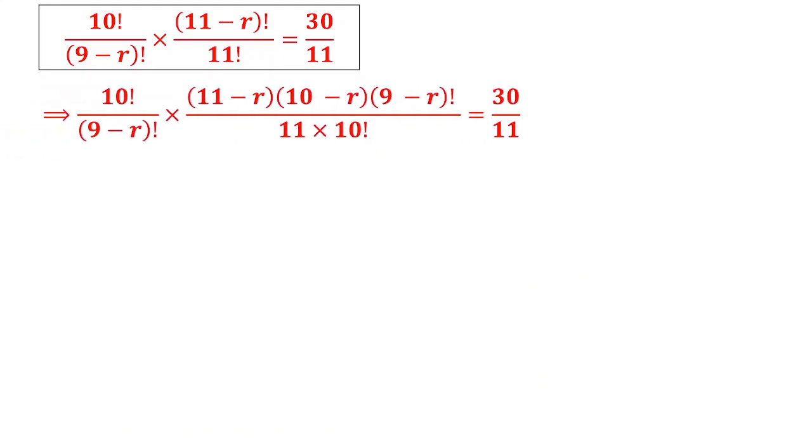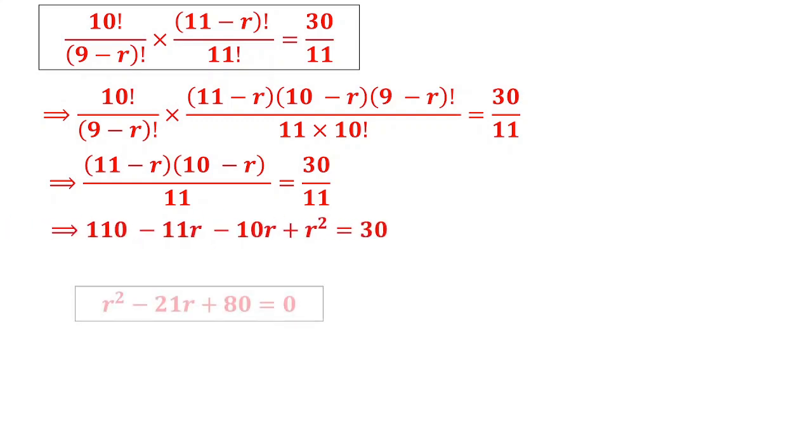It can be written as 11 times 10 factorial. 11 minus r factorial is 11 minus r into 10 minus r into 9 minus r factorial. The 9 minus r factorial gets cancelled, and 10 factorial gets cancelled. These are all simplifications of factorials. Now I am expanding the numerator.